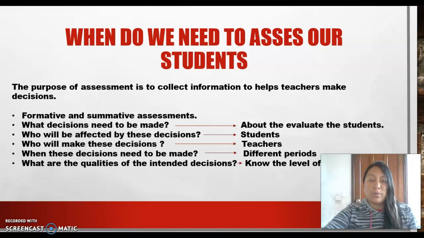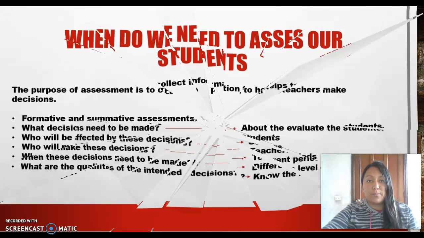What decisions need to be made? The decisions about evaluating students, we need to know, as teachers. Who will be affected by these decisions? Of course, the students will be affected by these decisions. And who will make these decisions? The decisions we make as teachers. When these decisions need to be made, this assessment we need to do in some periods. What are the qualities of good decisions? At this time we know at what level our students are.